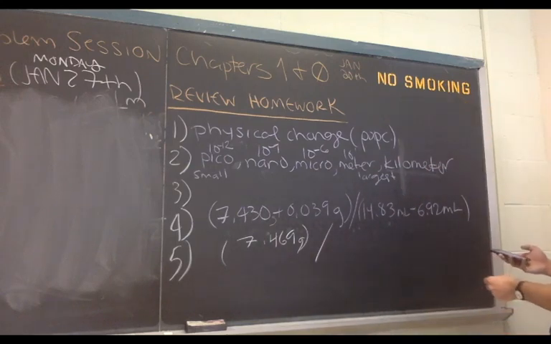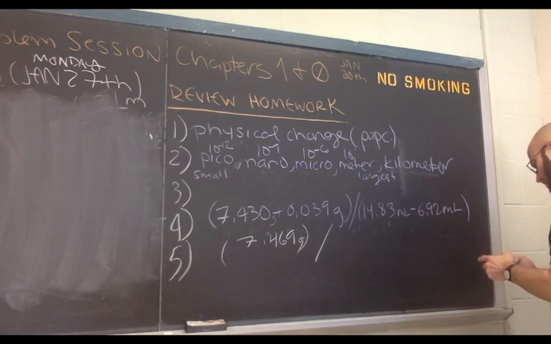So here, I'm going to put it in again. So we have 14.83 minus 6.92, which is 7.91.